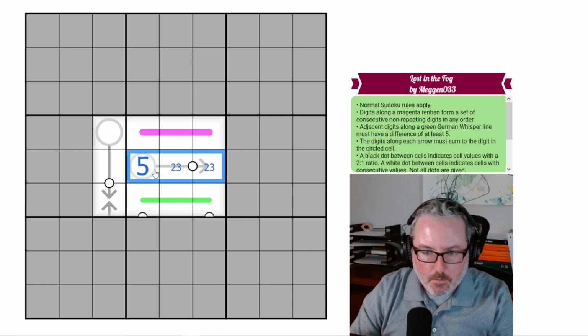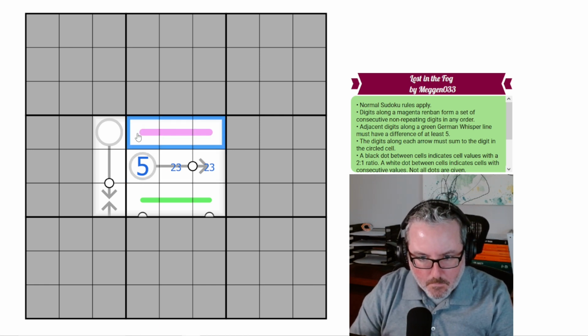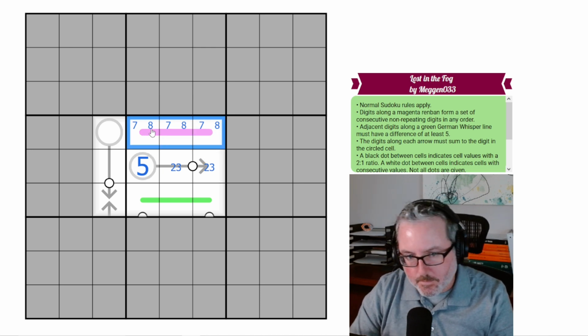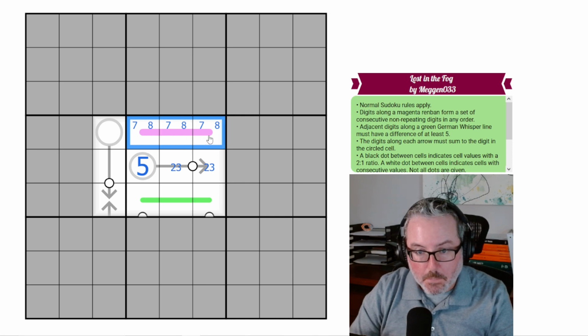So anyway, we know we have a 2, 3, 5. Now our Renban must have 7 and 8 on it, because we can't put 1, 2, 3, 2, 3, 4, 3, 4, 5, 4, 5, 6, 5, 6, 7, etc. So it has to be from 6, 7, 8, and 9. So therefore it must have a 7 and an 8. We just don't know if the 6 or the 9.